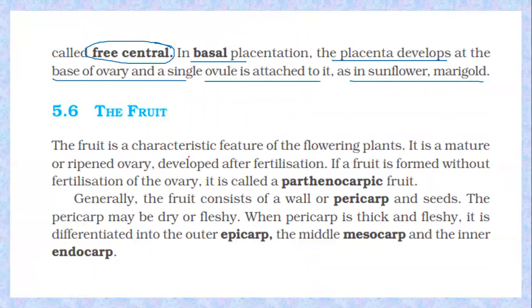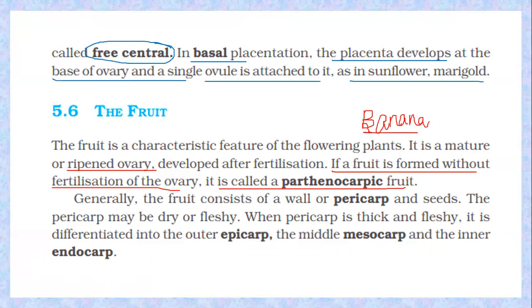Next part of the chapter is the fruit. It is a characteristic feature. It is a ripened or mature ovary which is developed after fertilization. If a fruit is formed without fertilization of the ovaries, then such a type of fruit is called parthenocarpic fruit. Example, banana. I think I have not told the example there. You can write it right now. Banana is a parthenocarpic fruit.